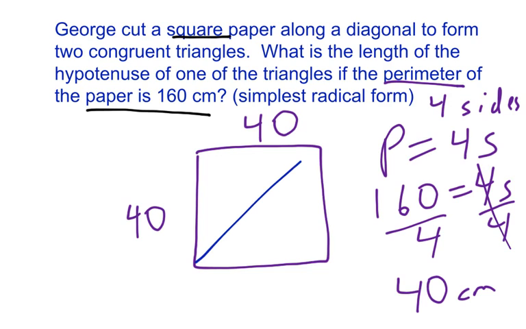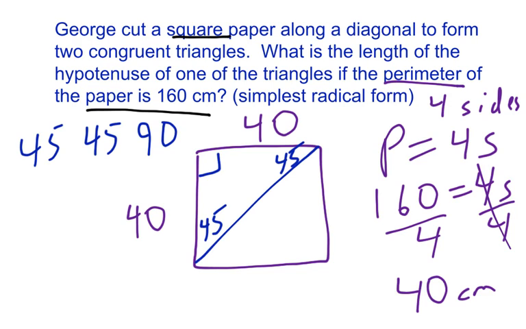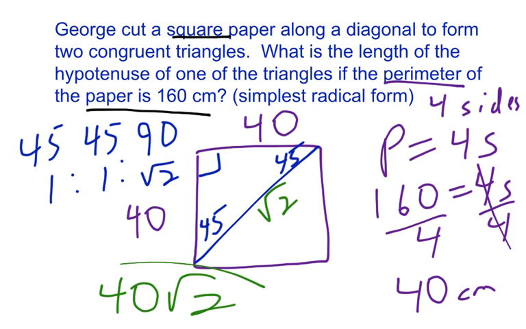I'm drawing the diagonal. And remember, that makes a 45, 45, 90 triangle. And we learned that 45, 45, 90s, their sides are in the relationship of 1 to 1 to square root of 2. So that means that the hypotenuse is square root of 2 times bigger than the two legs. So we just do the legs times square root of 2, which would be 40 square root of 2. All right.